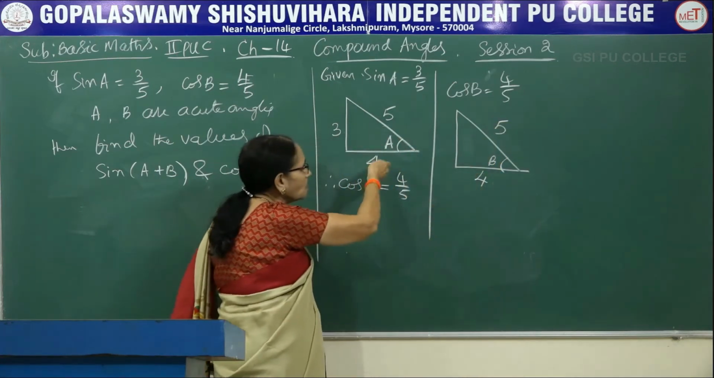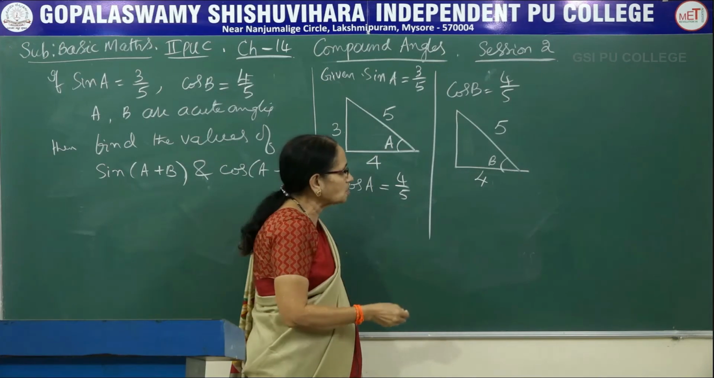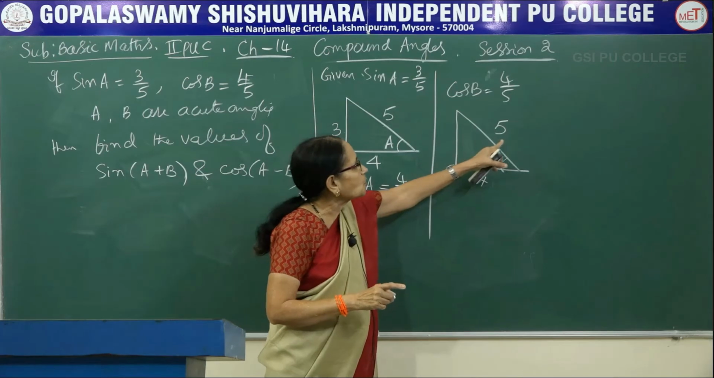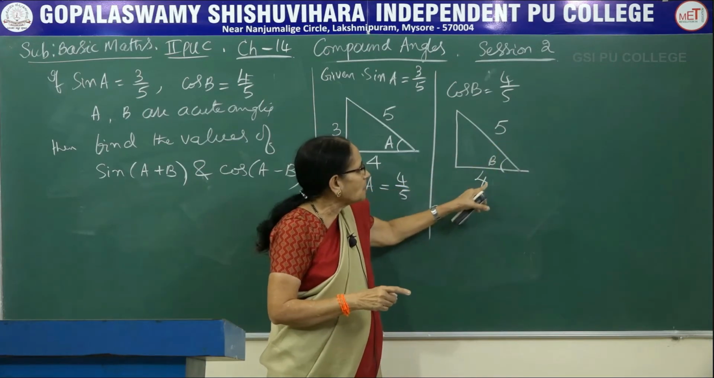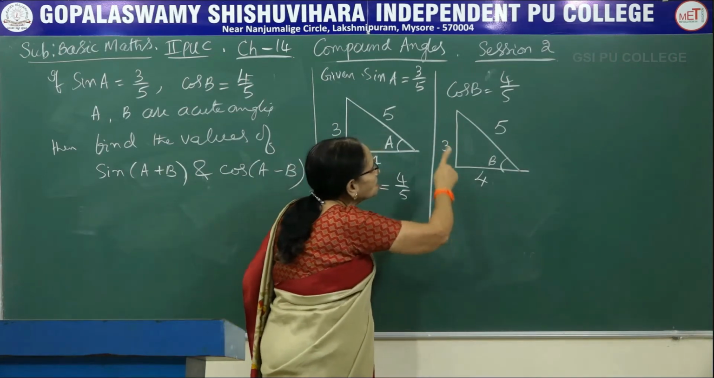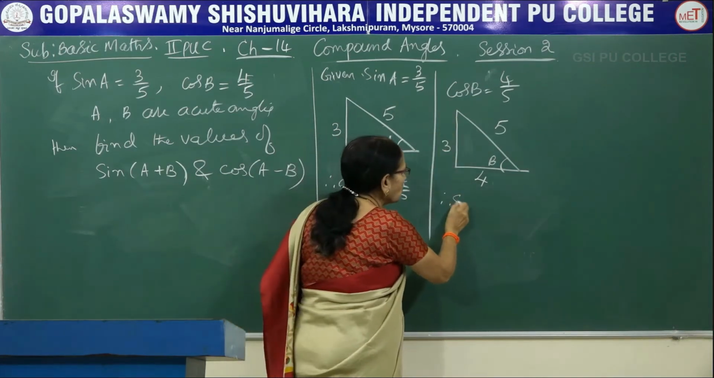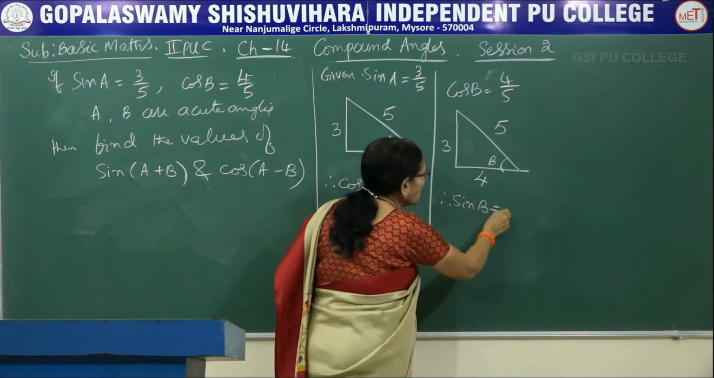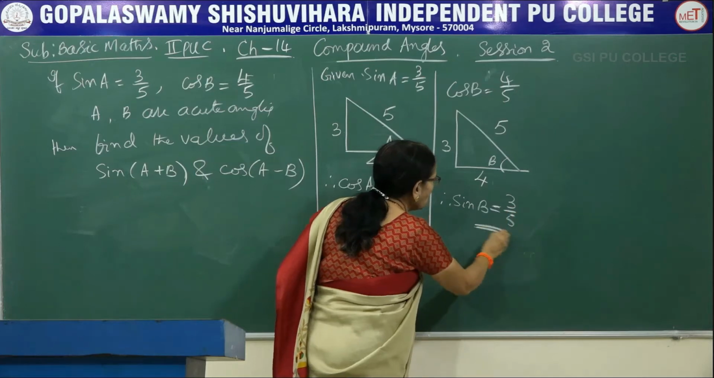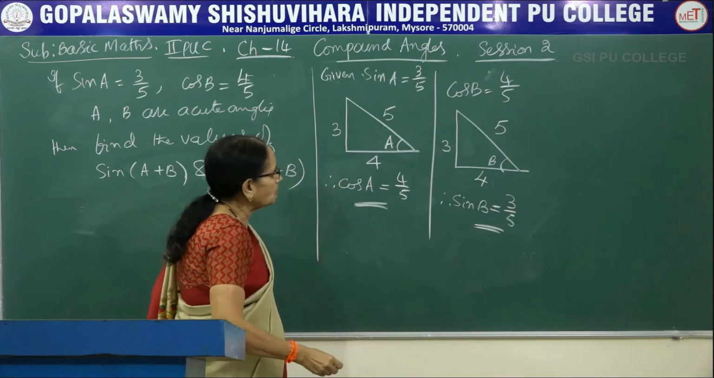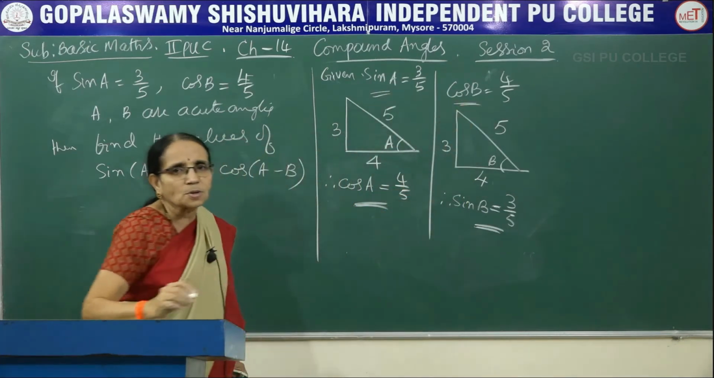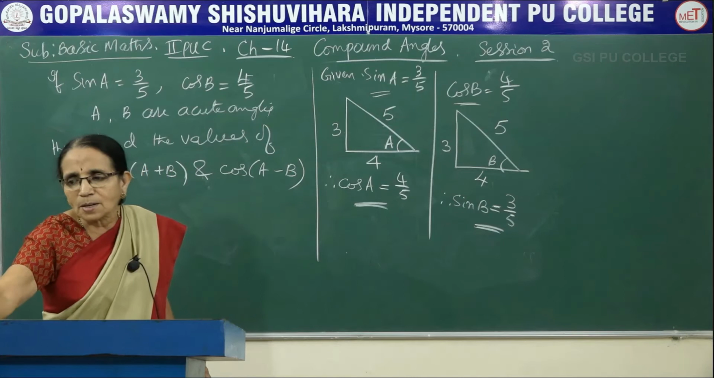In this particular problem, same numbers are repeated, otherwise you have to calculate. Again use the Pythagoras theorem to get the opposite side. Square root of 5 square 25 minus 4 square 16, that is 9, that would be equal to 3. So cos B is given, therefore you calculate sin B, that is opposite over the hypotenuse. So we get the value. Cos A is known, sin B is known, and sin A is given and cos B is given. So two values are given, two values we have calculated.